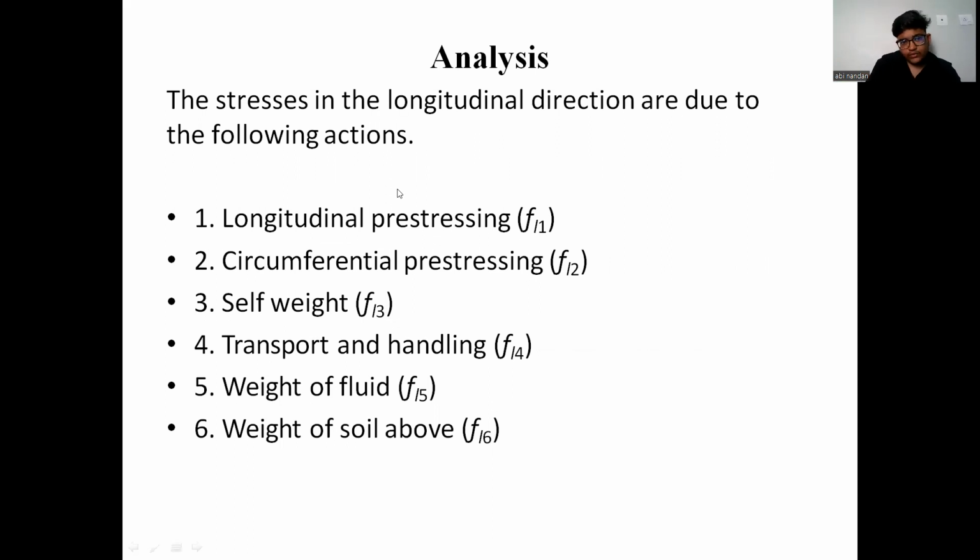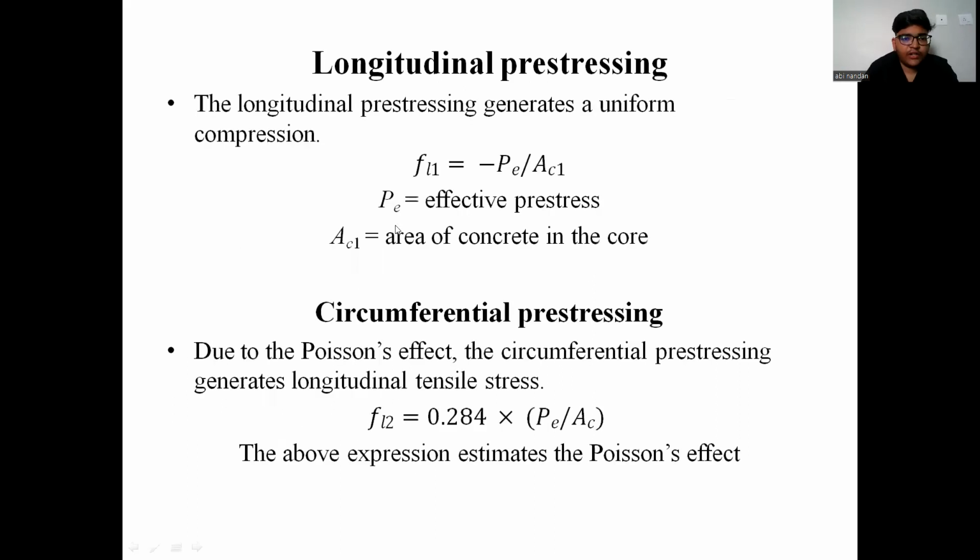These are the actions in the longitudinal direction. First is the longitudinal pre-stressing, which we consider as F1. Then circumferential pre-stressing F2, self-weight, transport and handling, weight of the fluid, and weight of the soil above. These are the considerations for the analysis. First of all, longitudinal pre-stressing generates a uniform compression, where F1 equals PE by AC1. AC1 is the area of concrete in the core, and PE is the effective pre-stress.